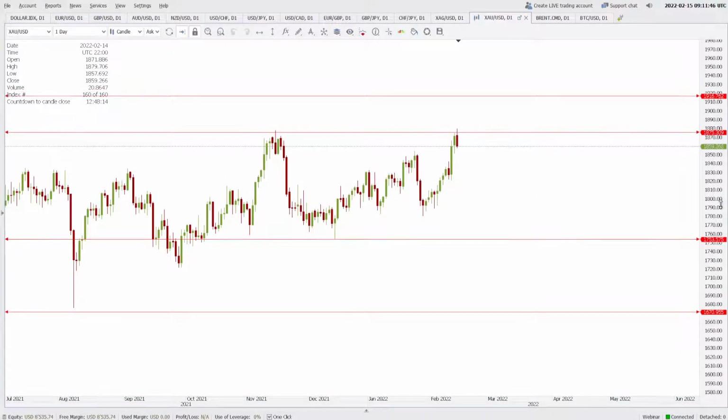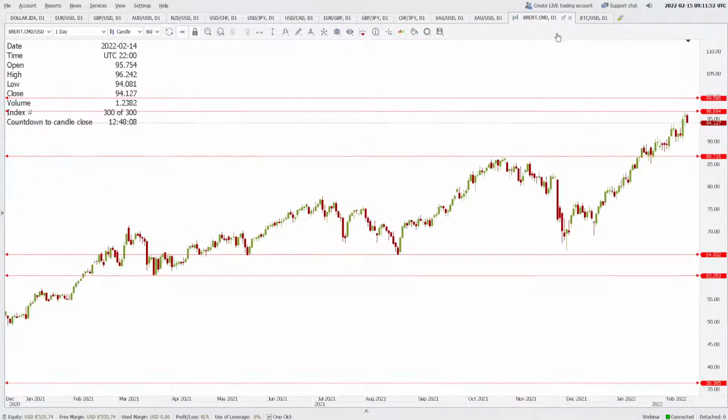On the higher side, we have a resistance at 1875. A close higher than 1875 will expose 1916 in gold.